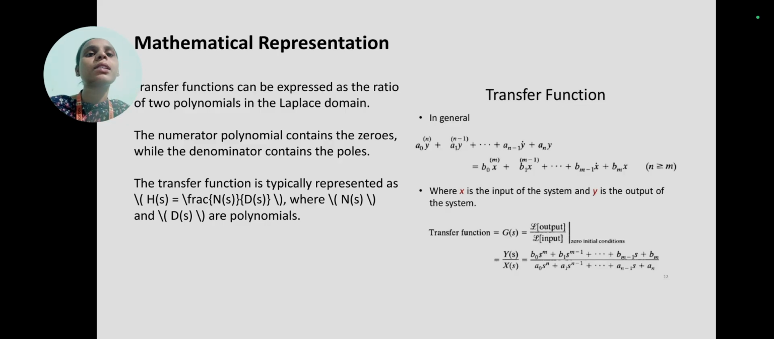Mathematical representation for poles and zeros. Transfer functions can be expressed as the ratio of two polynomials in the Laplace domain. The numerator polynomial contains the zeros while the denominator contains the poles. The transfer function is typically represented as H of s is equal to N of s divided by D of s, where N of s and D of s are polynomials.